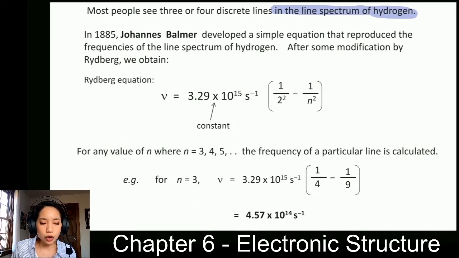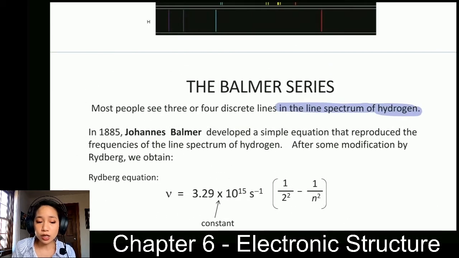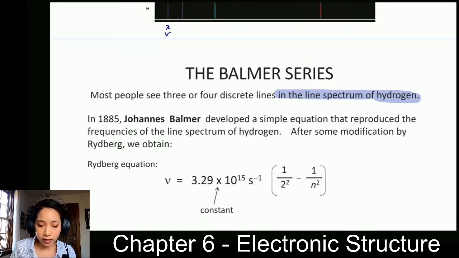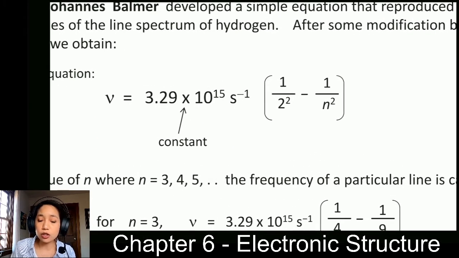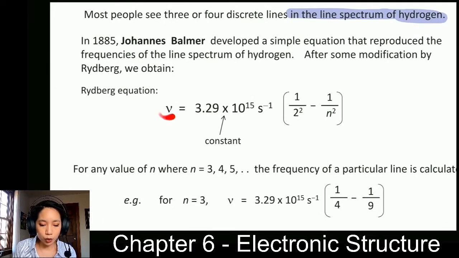And so Johannes Balmer was the one who came up with a simple equation that reproduced the frequencies of the line spectrum. Remember, each of those lines has a specific wavelength and frequency and energy. And so he came up with this equation to describe the energies of each of those 4 lines. So this is his equation: the frequency of one of the lines off of the hydrogen spectrum is equal to a constant that he came up with, and then in parentheses 1 over 2 squared minus 1 over n squared.